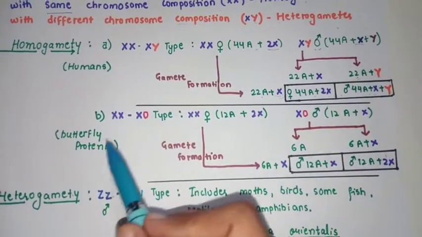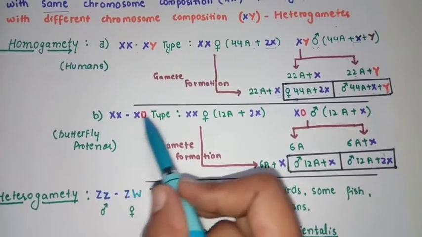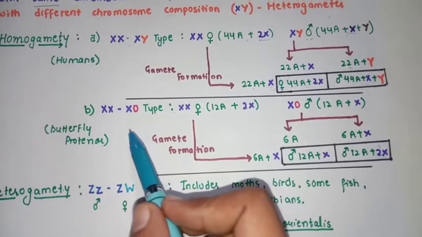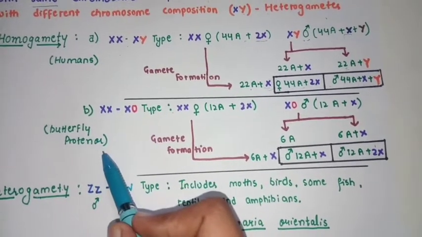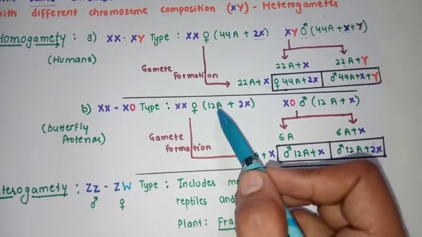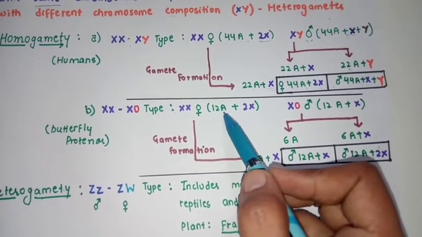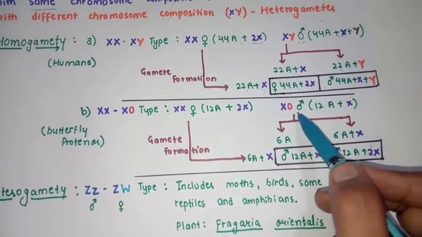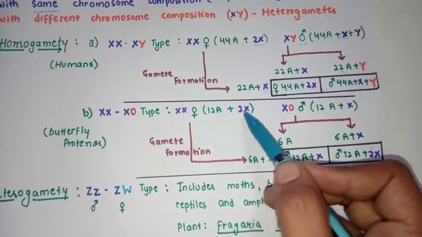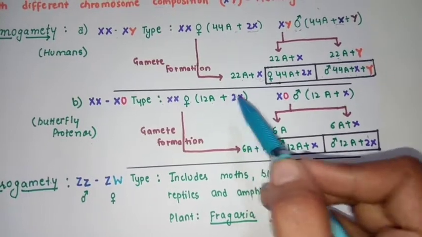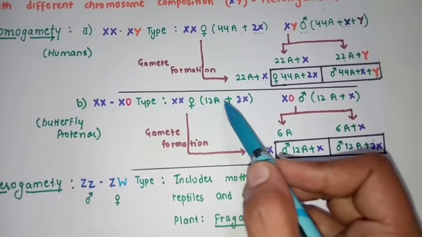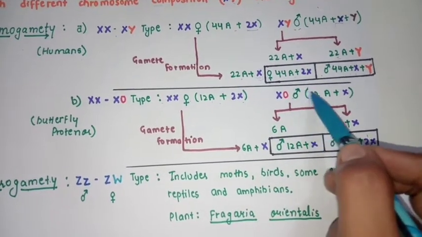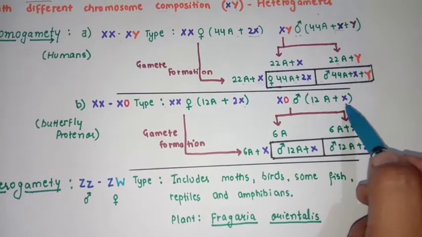Taking the next example, the XX and XO type. In this we will discuss the chromosomal composition of the butterfly Protenor, in which there are a total of 14 chromosomes in the female and a total of 13 chromosomes in the male. Here the number of chromosomes in male and female are different. So in the female there are 12 autosomes and 2 X chromosomes in normal condition, and in the male there are 12 autosomes and 1 X chromosome.